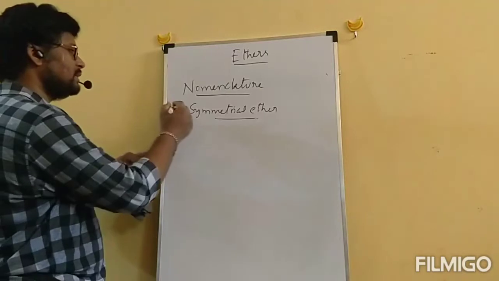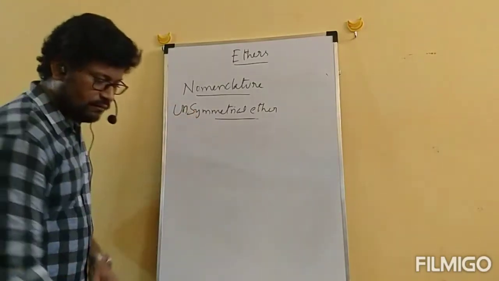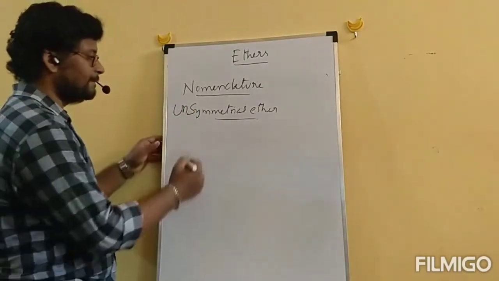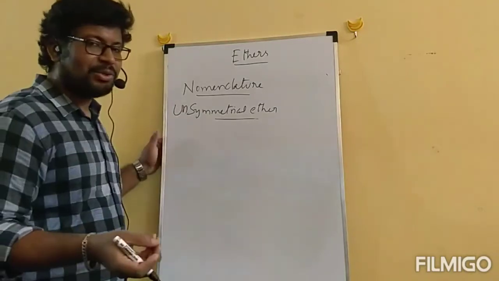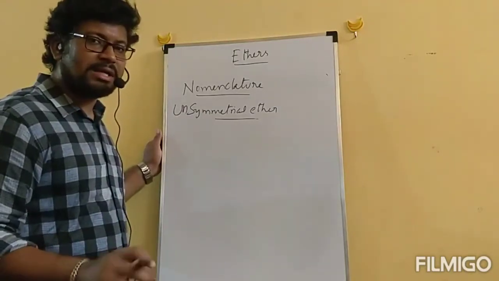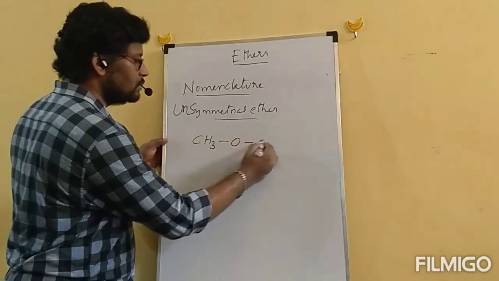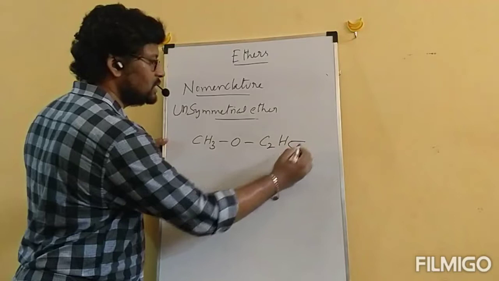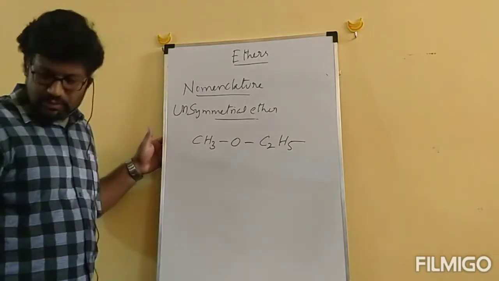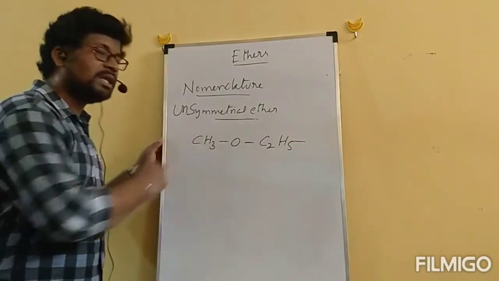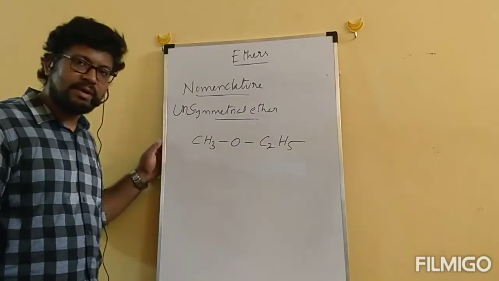what about unsymmetrical ether? Unsymmetrical ether means the two alkyl groups which are bonded to oxygen are not the same. Then let us consider CH3OC2H5. These two alkyl groups are not contained by the same number of carbon atoms.